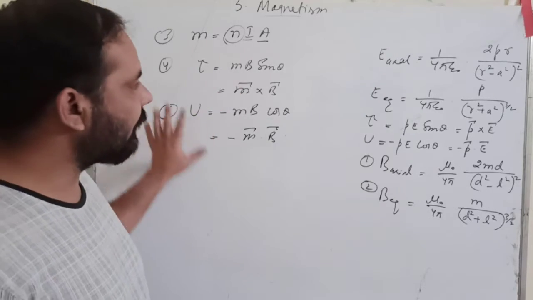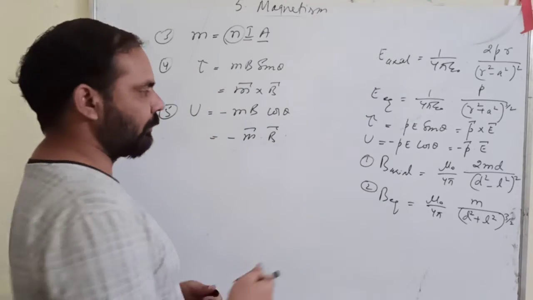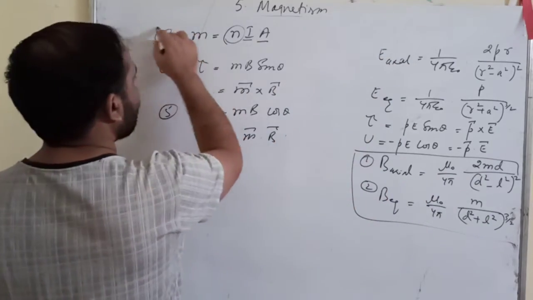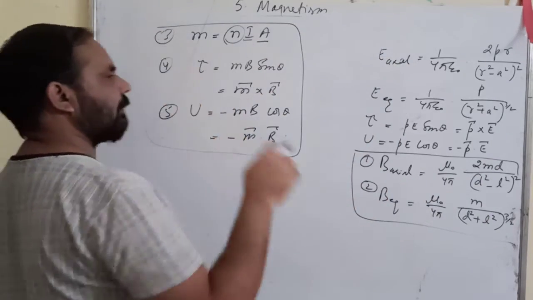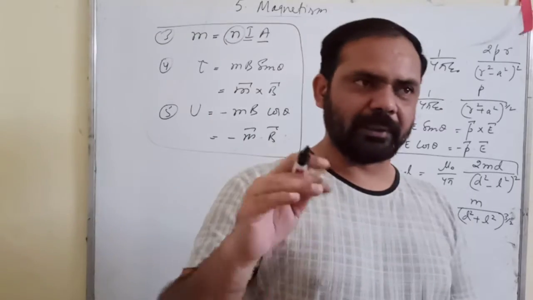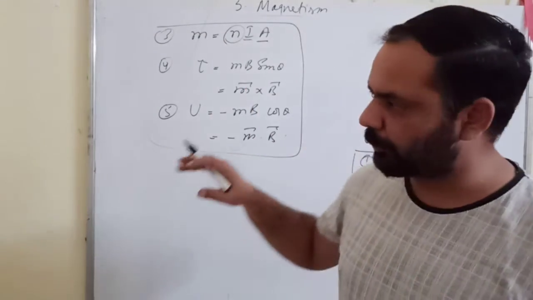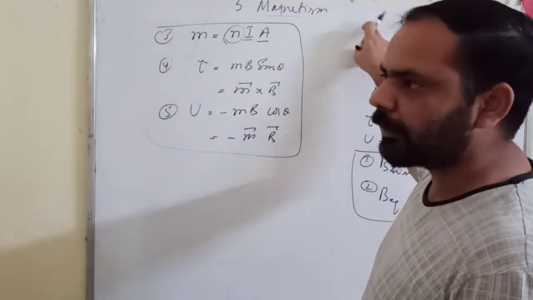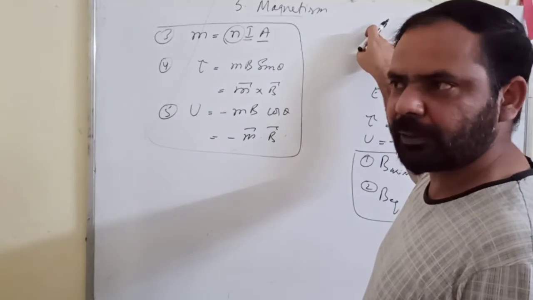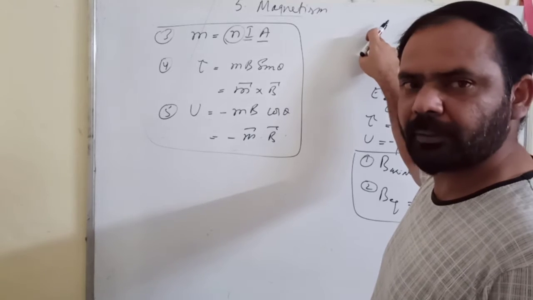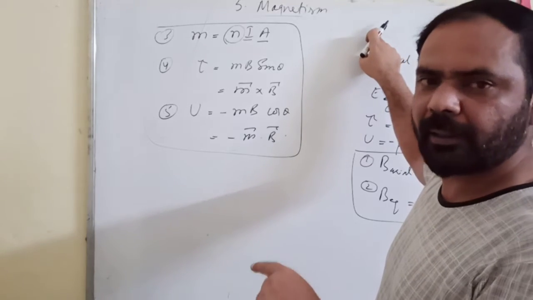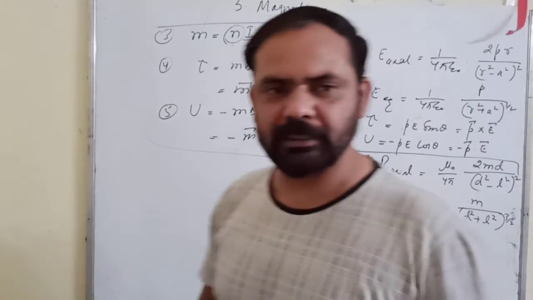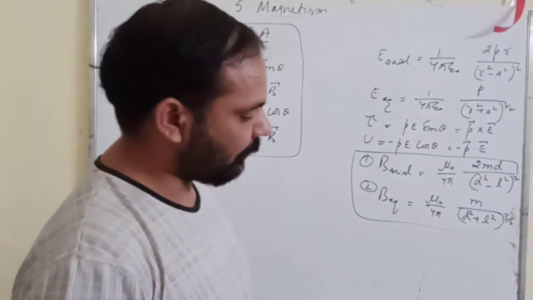So I am leaving these derivations for you, because nothing new I need to tell you. The same steps you follow, just in the beginning itself you replace the terms: P by M, R by D, A by L and E by B. Simply replace these quantities and follow the same steps.